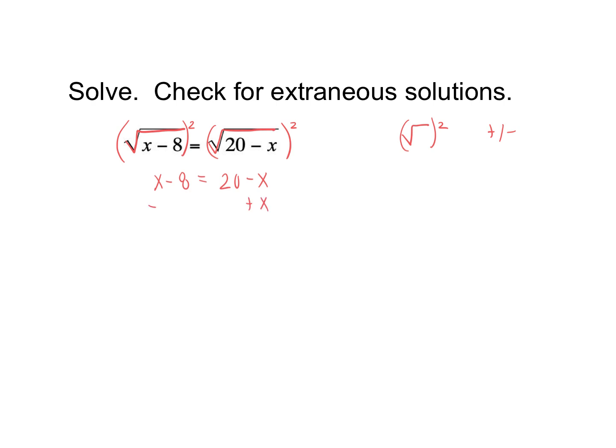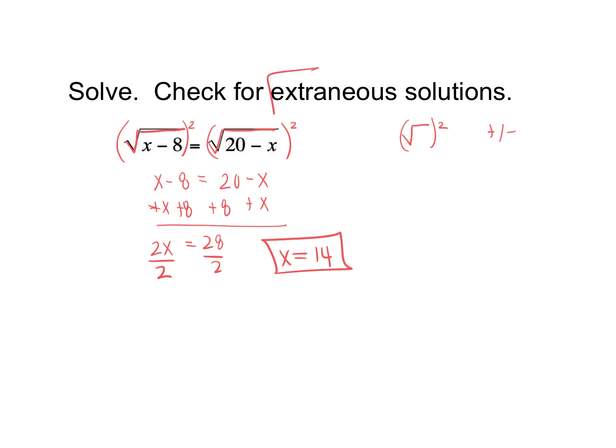So because I have only one x, I'm going to add the x to both sides here. That's going to give me 2x. I'm going to add the 8 to both sides. That's going to be equal to 28. When I take and divide both sides by 2, I get an answer of x equals 14.